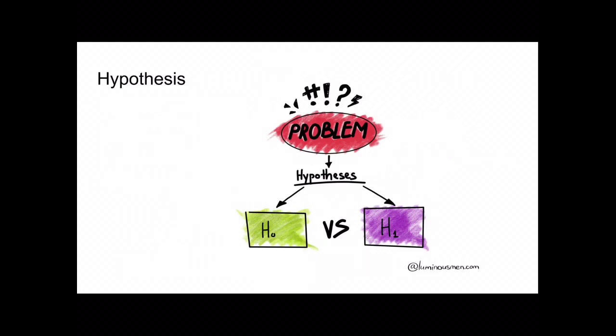A statistical hypothesis is a conjecture about some population. For example, the population might be people with a particular disease. The conjecture might be that a new drug will cure the disease in some of those people.